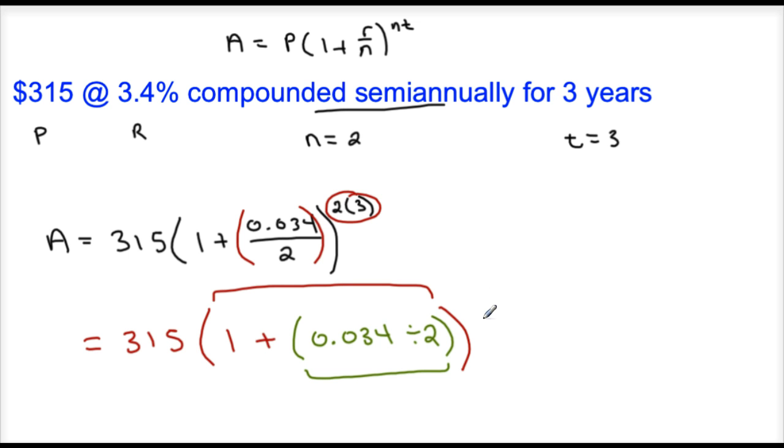And then to the power of 6, using the power button, the exponent, we can use the caret to the 6th power. Plug this into your calculator and see what you get. So after inputting this into the calculator, we should have got an answer of $348.53. Let's try another one.